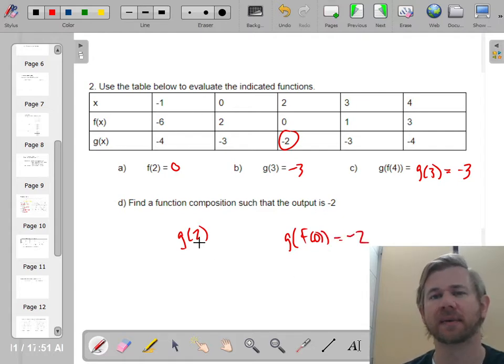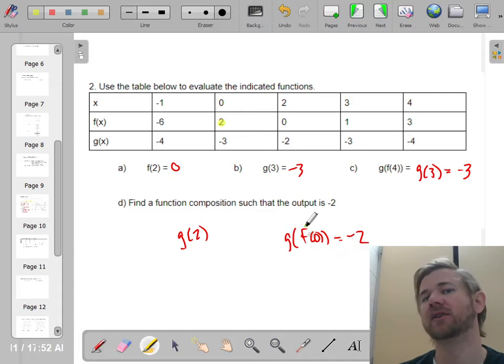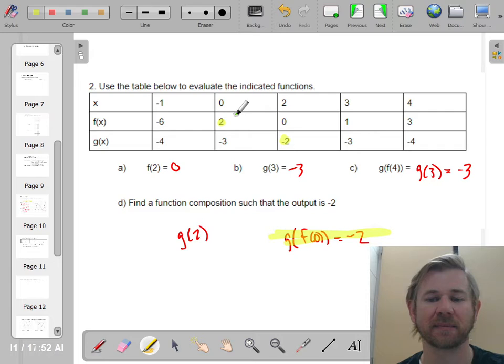So let's look at it. F of 0. If I find the inside first, f of 0 is 2. Right there, good. Now I want to find g of 2. G of 2 is negative 2. So there's your function composition. That means you plug a function into another function and you get an output that is negative 2. That's kind of tricky.